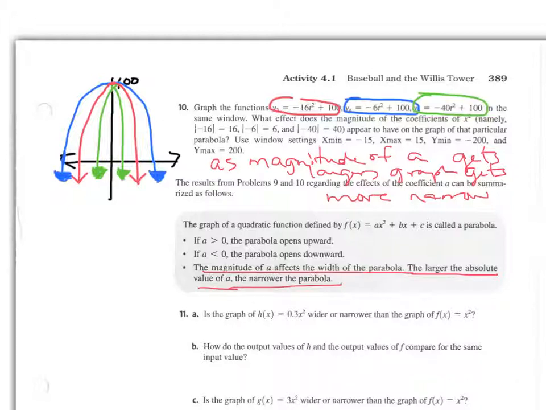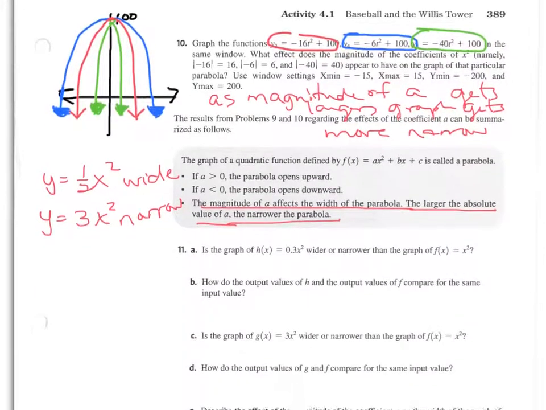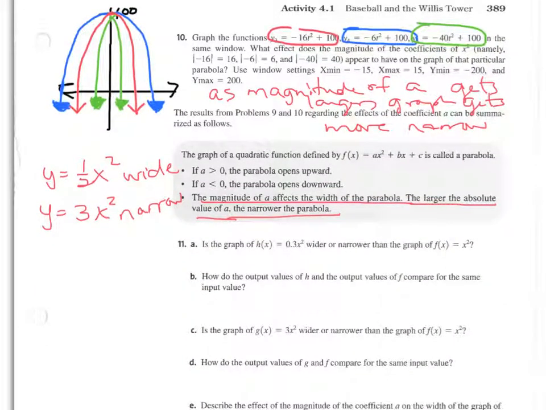So if I were comparing a graph like this versus something like this, this one right here is going to be wide, and this one's going to be more narrow because our a is getting larger than the 1/2. Actually, they're asking us the same kind of question next. Is the graph of h of x equals 0.3x squared wider or narrower than this one? So this one right here has a 1.